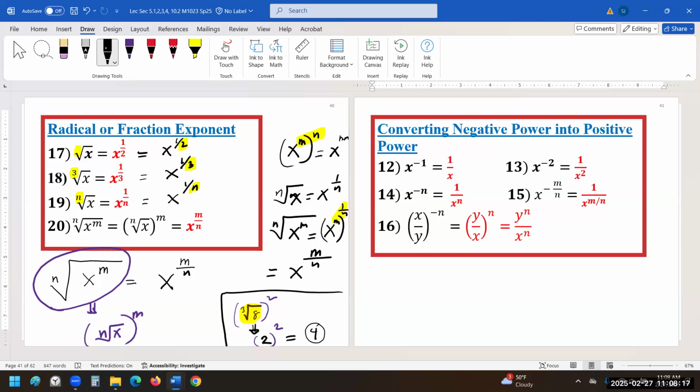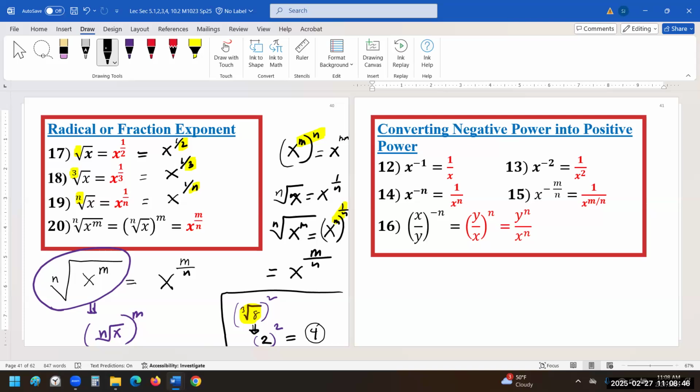So the method we use is to turn your negative power into a fraction, and it will become positive. So x to the negative 1 is the same as 1 over x. Similarly, if you have x to the negative 2, it's the same as 1 over x to the positive 2. So if you have x to any negative power, it will become 1 over x to the same thing, but with a positive power.